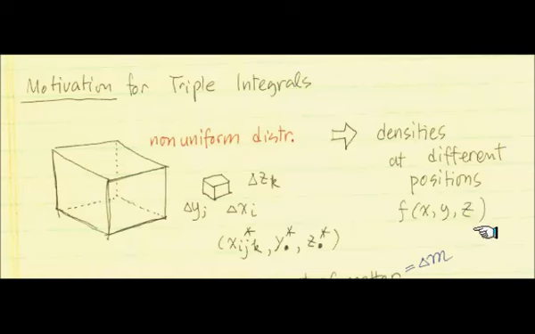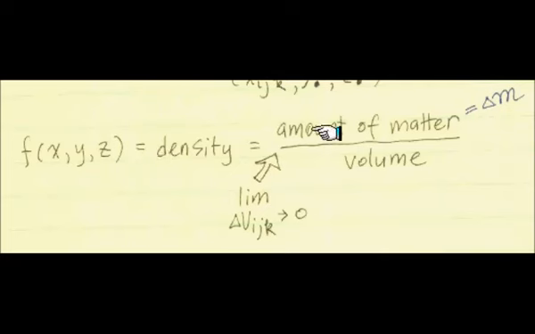So let's introduce the density function. If I have a position x, y, z, this f of x, y, z represents the density. So let's review the meaning of density. Here is the idea of density: we sample a certain size in terms of volume, and then we count the amount of matter inside and divide by the volume. So this will tell us if it is a uniform distribution.